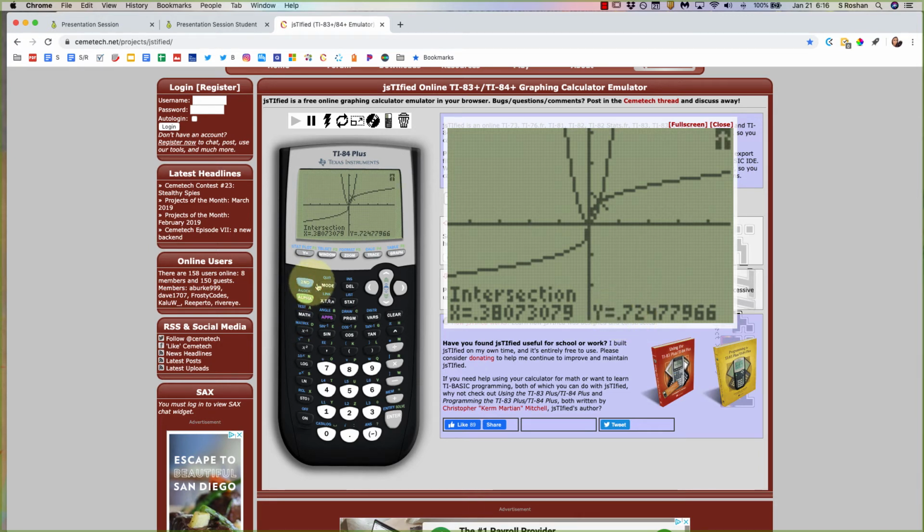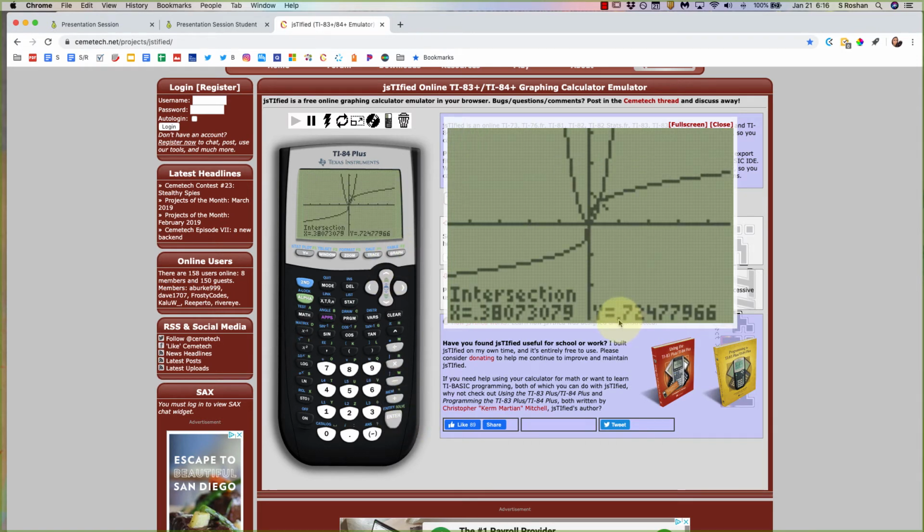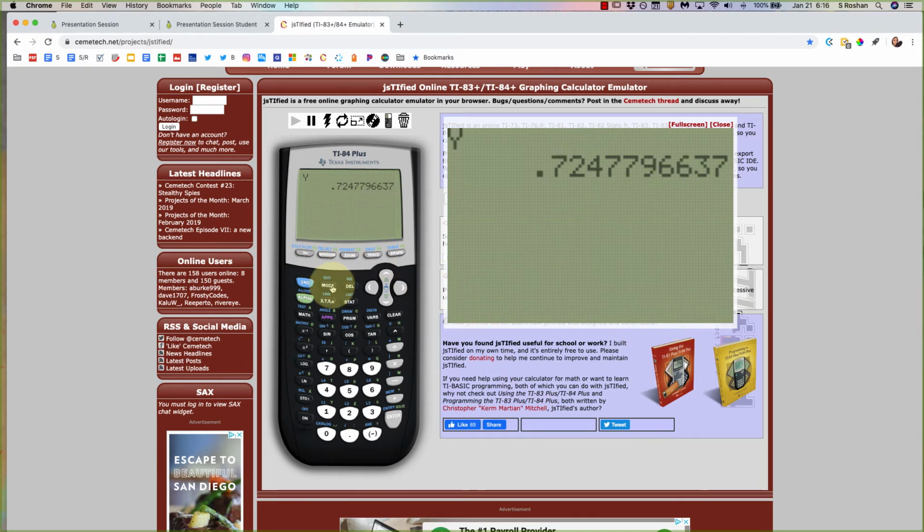So what I'm going to do for that is, this is my X button, but you know what? Alpha Y is going to actually give me whatever's in my Y. You see that? That's that. My intersect was that same thing, 0.724777966.